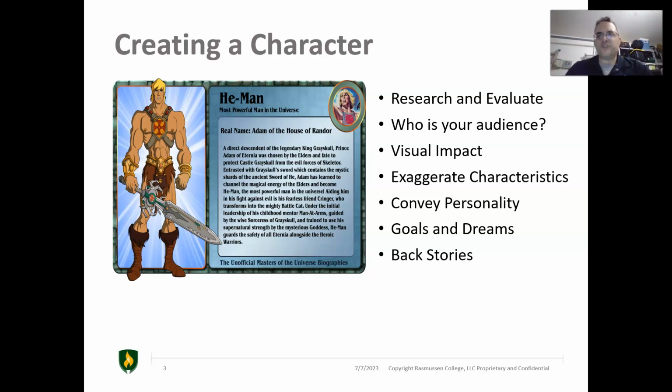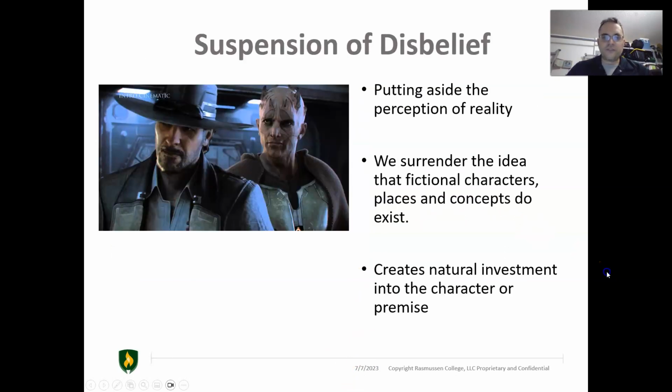And always exaggerate characteristics. The more you exaggerate your characteristics, the easier it's going to be to deal with a lot of different elements and go from there. That way you can really get into aspects and convey the character's personality. Not only that, you can explain the goals and the dreams and the backstories behind it too. That way it's really important for those elements.